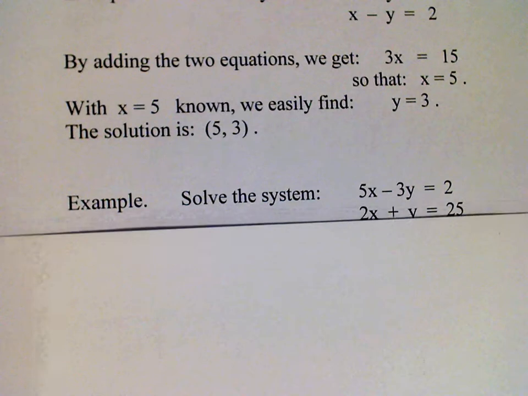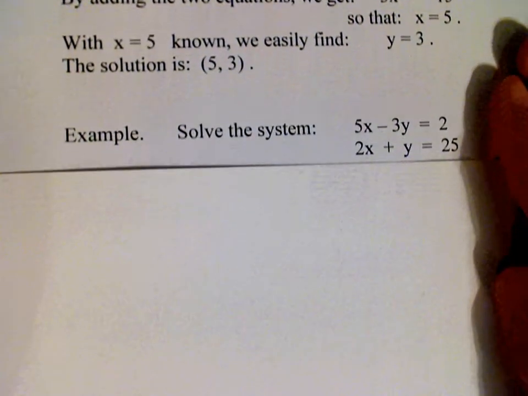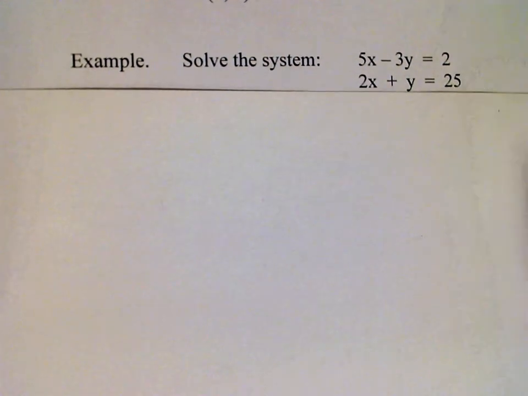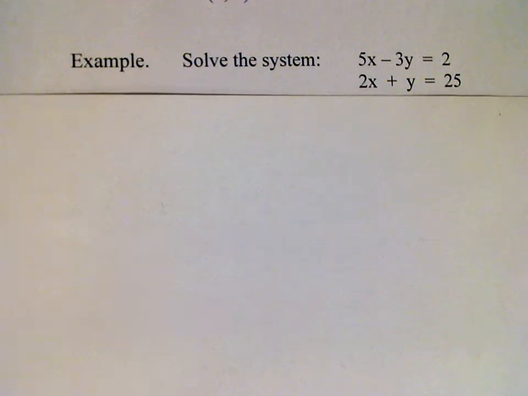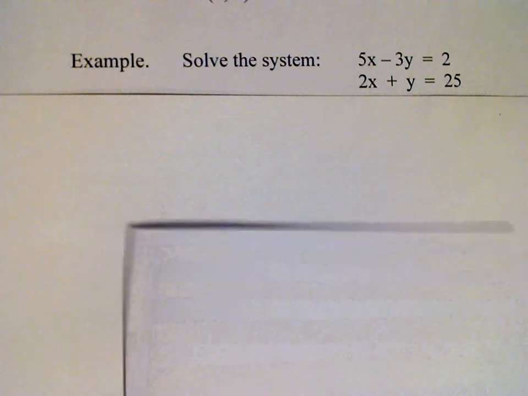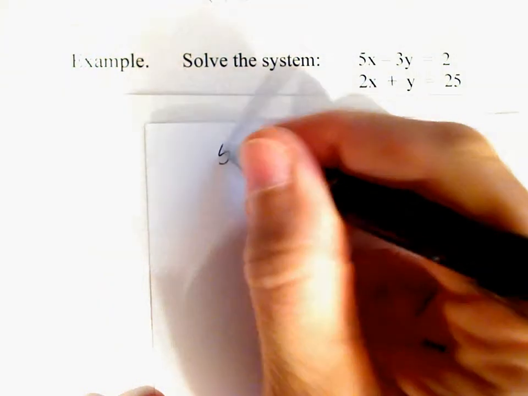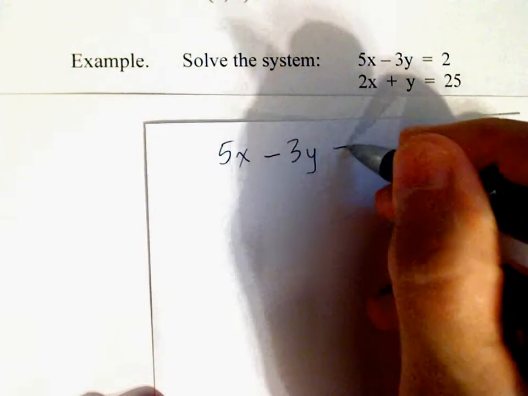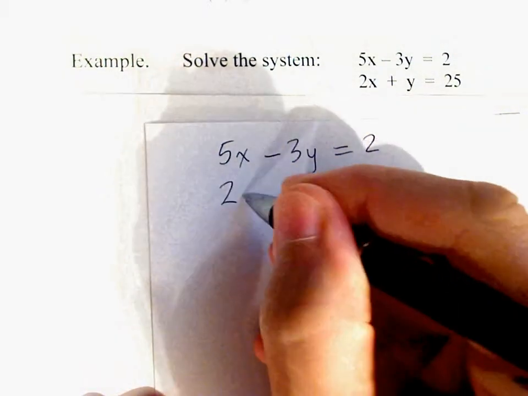Okay, next example, we have 5x minus 3y equals 2 and 2x plus y equals 25. Now this time it's not quite as convenient as it was in the first problem, where we had a ready-made way to eliminate a variable. However, the elimination method will still work pretty easily in this example.